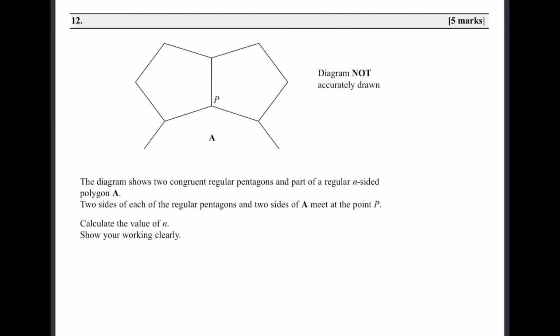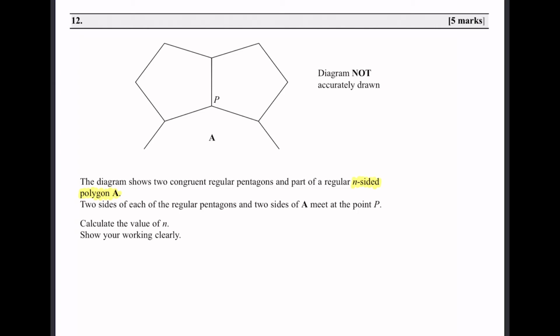In the last example, we have the diagram showing 2 congruent regular pentagons and part of a regular n-sided polygon. So this n-sided polygon means that we don't know how many sides it has. 2 sides of each of the regular pentagons and 2 sides of A meet at the point P. Calculate the value of n and show your working clearly.